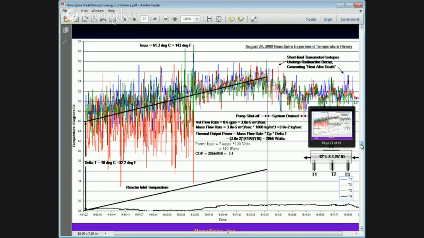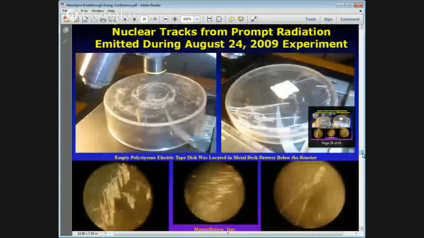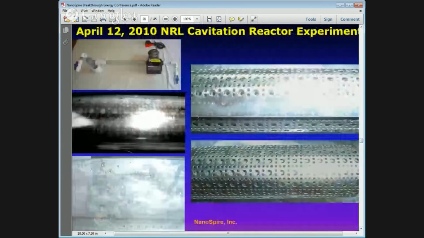Wow. Now, this thing was very powerful. In fact, I'll just flip back. So this is the experiment we did in Washington, D.C. at the Navy. We were invited by the Naval Research Laboratory to do an experiment. And so here's the core that we used. If you look closely along the edge of this thing, I'll blow it up some more.